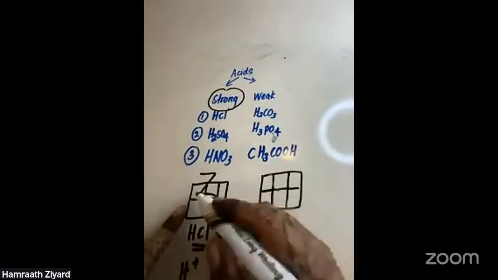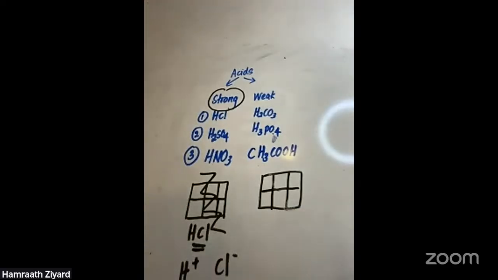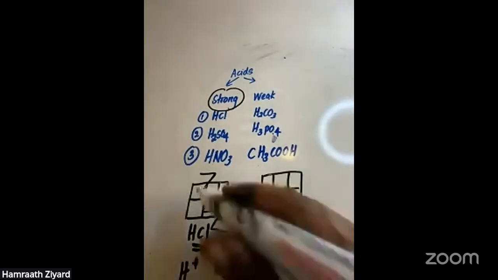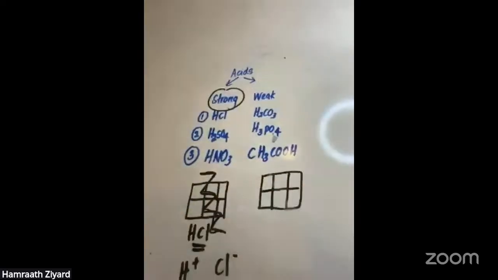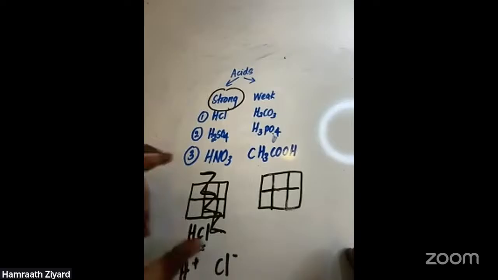If the wall is completely broken, you have to build it from the beginning, right? Imagine you can't build it back. So with a strong acid, what you need to understand is that they completely ionize, in the sense that the hydrogen is removed from the chlorine. That means they become two separate ions, not a compound. The compound is completely broken in the strong acid.